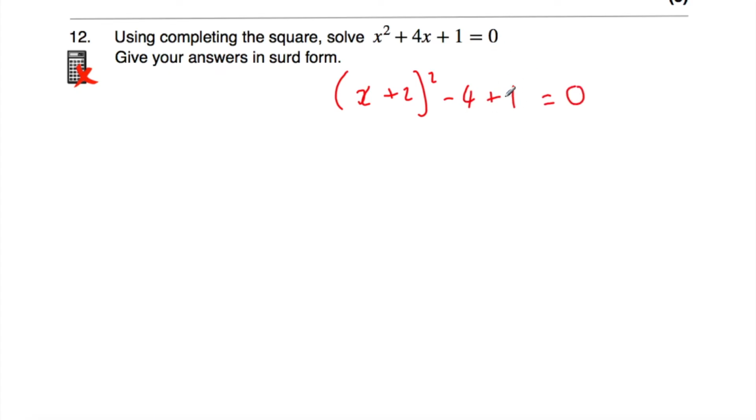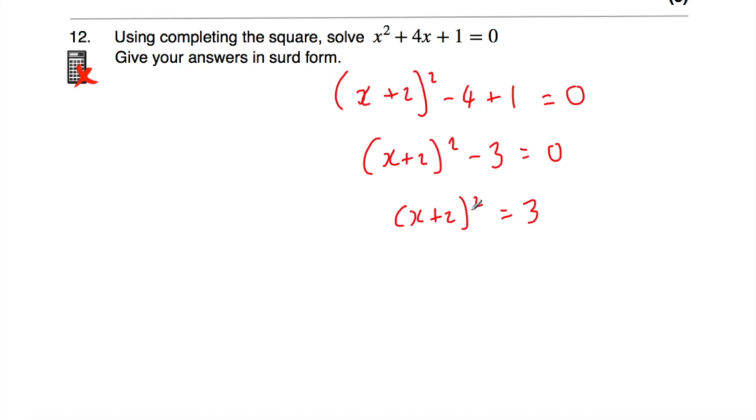Now, minus 4 plus 1 is equal to minus 3, so that's x plus 2, close bracket, squared, minus 3 is equal to 0. And then, because minus 4 plus 1 is minus 3, I add 3 to both sides, which gives us on the left hand side x plus 2, close bracket, squared. On the right hand side, that's equal to 3.